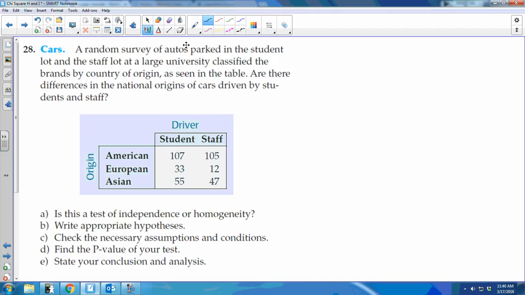So the first thing you have to decide is question A, is this a test of independence or homogeneity? So think very carefully about this as independence or homogeneity. Do you have 1 sample or 2? 2. You have a random survey of cars in a student lot and a random survey of cars in a staff lot. So that's 2 samples, right? So you have a test for homogeneity. Yeah, you have 2 different lots. You can't sample all that together.